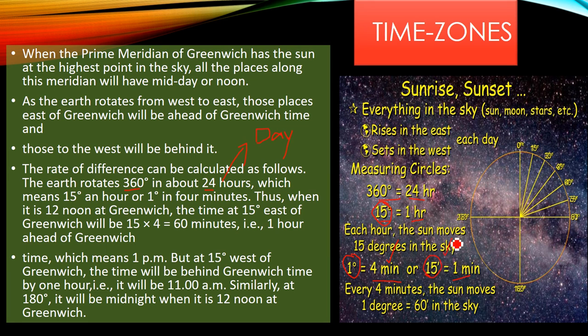Subunit of degree. Now, every 4 minutes, the sun moves 1 degree, right? That is 60 minutes of arc in the sky. 1 degree, 60 minutes in the sky.